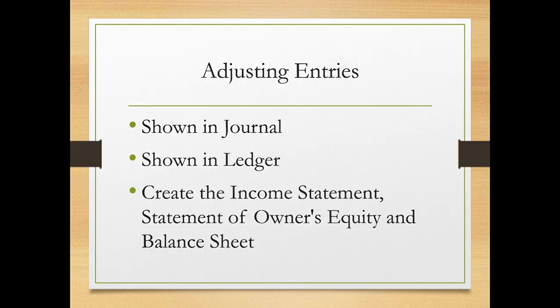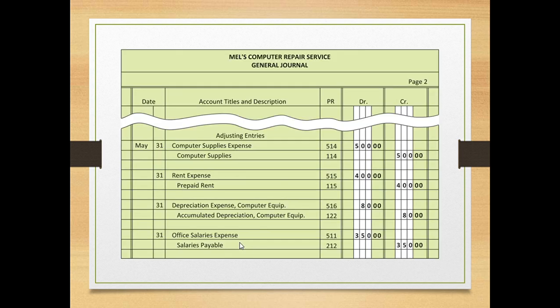Now, after I've put all my adjusting entries in my journal, I want to show what my journal will look like after I've put all my adjusting entries. I also want to show you how it's going to look in a ledger. And then I also want to look at creating the income statement, statement of owner equity, and balance sheet. So let's first look at the journal.